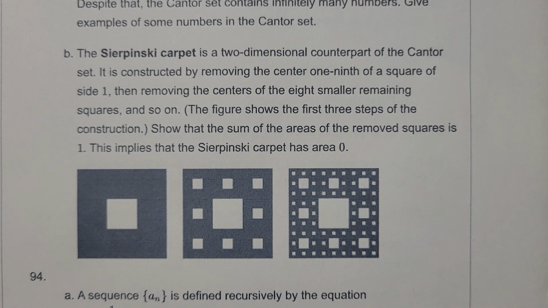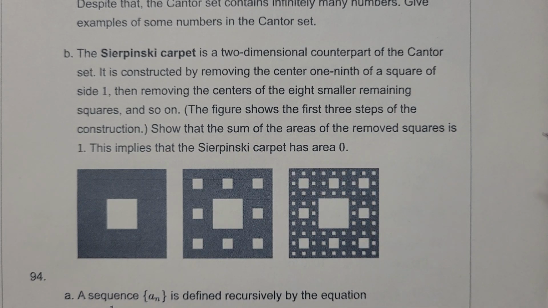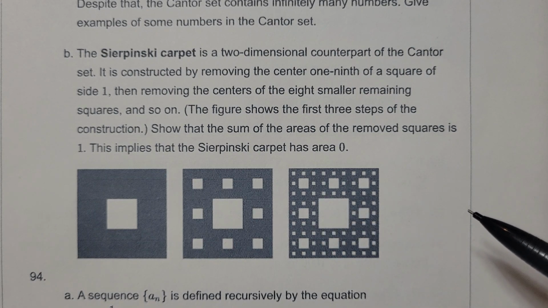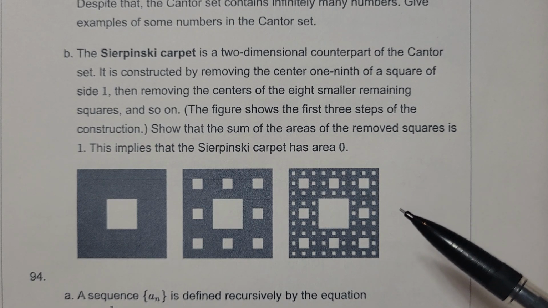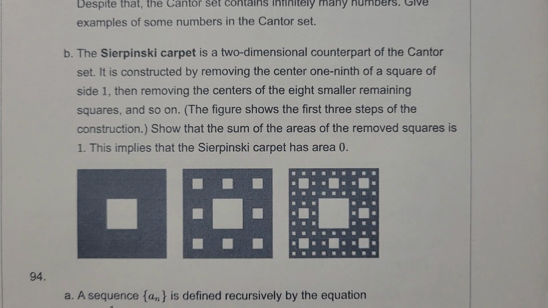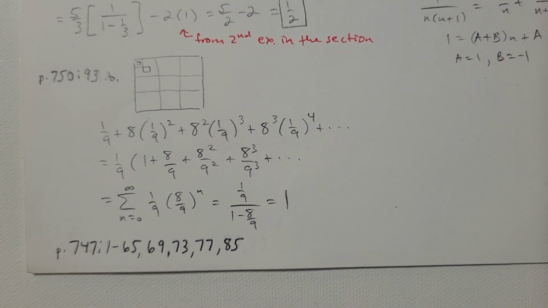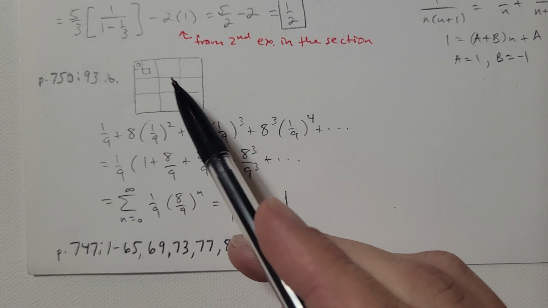What I want us to do in part B is show that the sum of the areas of the removed squares is 1. So if I continue to do this, removing the center 1/9, that implies that the Sierpinski carpet has an area of 0, which is kind of weird. Well, let's see.